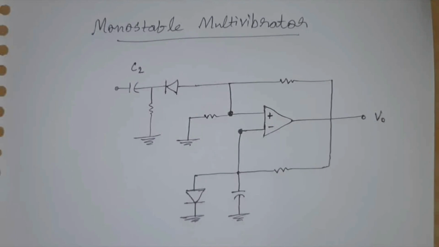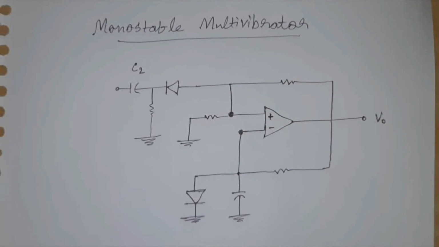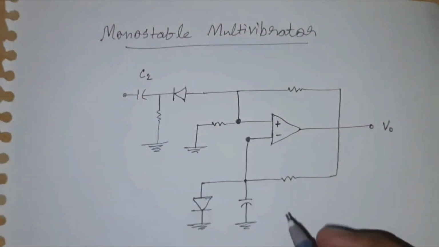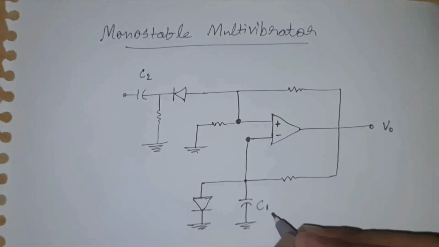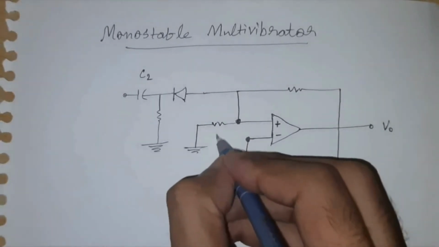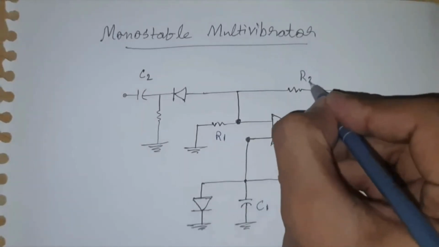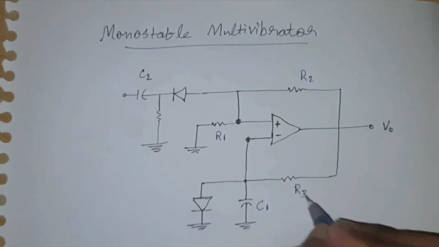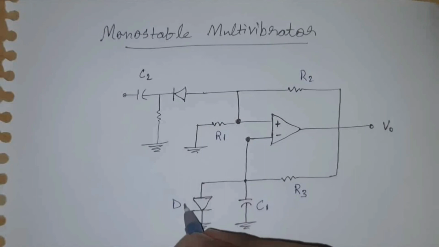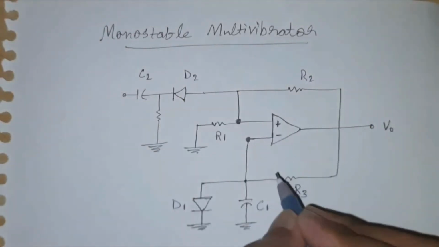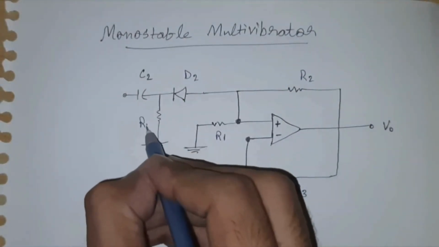Now we have already discussed that in monostable multivibrator, amongst the two states, one is the stable one and the other is the astable one. So here's the circuit we are going to consider for monostable multivibrator. This is capacitance C2 and here it is C1 capacitor. Then this is R1 resistor, R2, and it is R3. Then there are two diodes, D1 and D2. Also there is one resistance, R4.